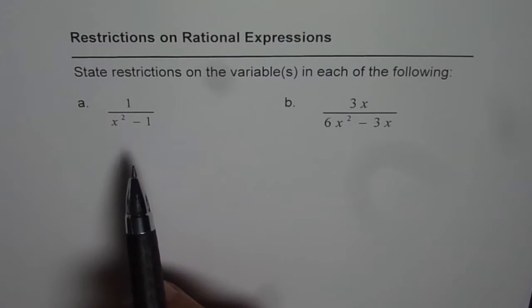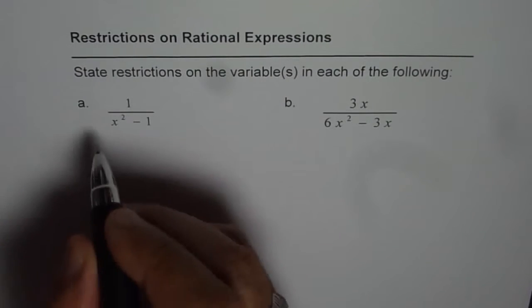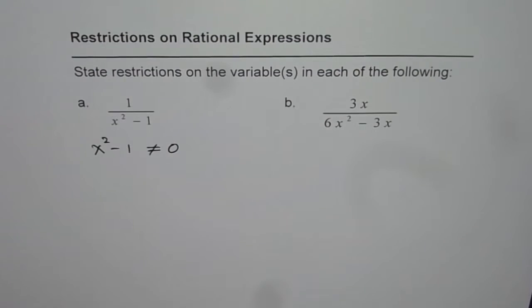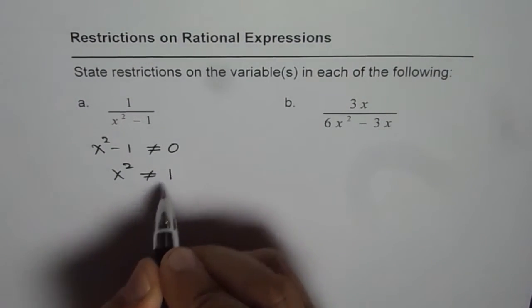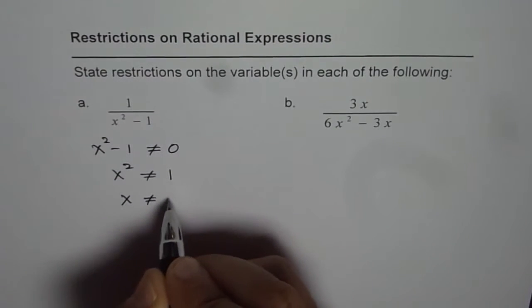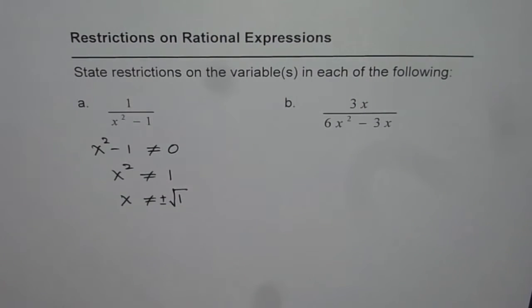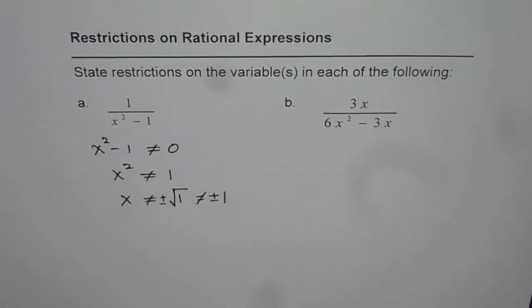Now to find the restrictions, we have to equate the denominator to 0, and it should not be 0, right? So we can write x squared minus 1 should not be equal to 0. That leads to the restriction. That means x squared is not equal to 1, or x is not equal to the square root of 1, plus and minus. Whenever you take a square root, you should write plus and minus. That means x is not equal to plus and minus 1. So that is the way to find restrictions for any rational expression.